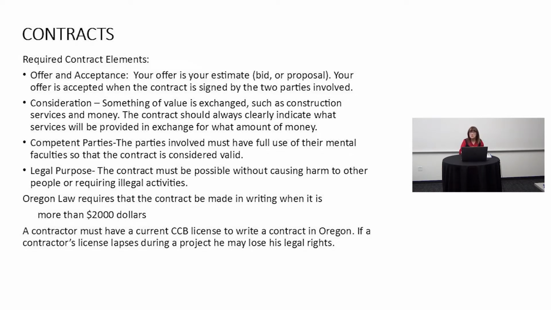You also need legal purpose. The contract must be possible without causing harm to other people or requiring any illegal activities. Oregon law requires that the contract be made in writing when it is more than $2,000. A contractor must have a current CCB license to write a contract in Oregon. If a contractor's license lapses during a project, he might lose all of his legal rights to defend that contract.